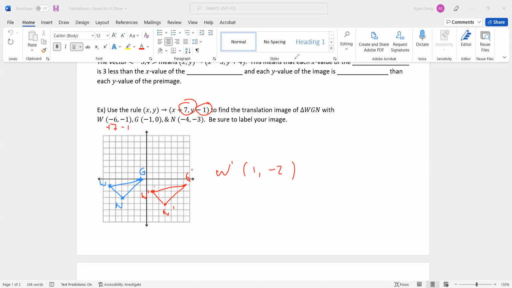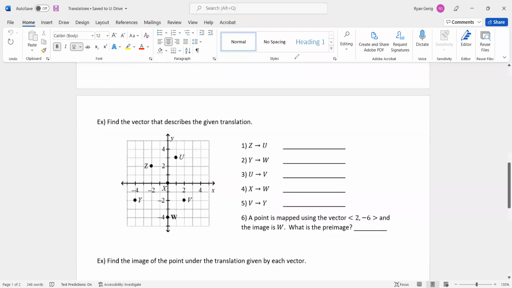-1 minus 1 is -2. -1 plus 7 is 6. 0 minus 1 is -1. Is G prime at 6, -1? Yes, it is. And then N prime, -4 plus 7 is 3. -3 minus 1 is -4. Is N prime at 3, -4? Yes, it is. Okay. All right, to the back.